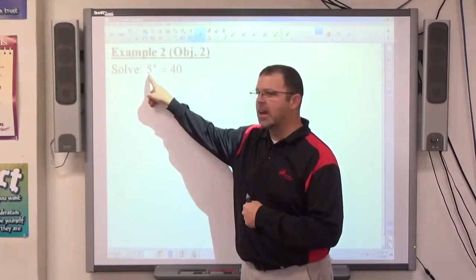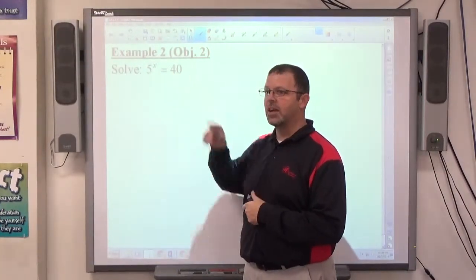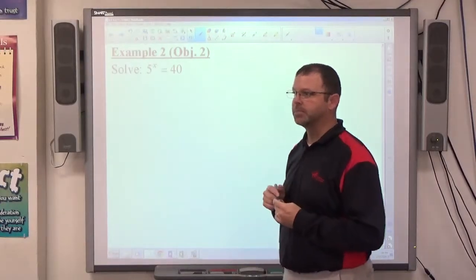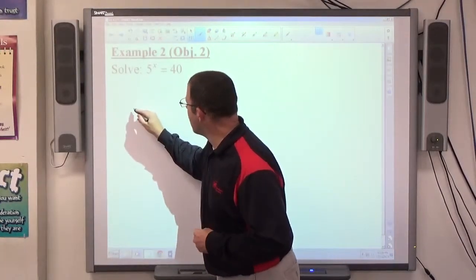If it says e to the x, use ln. If it says 10 to the x, use log. Otherwise, use whichever one you like. I like ln better. So I'm going to log both sides.